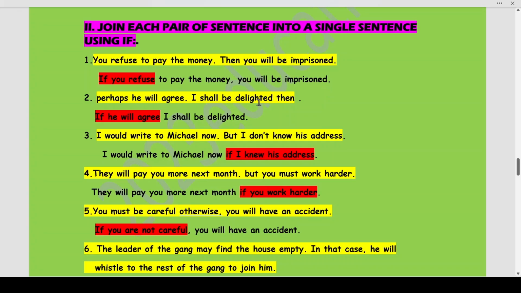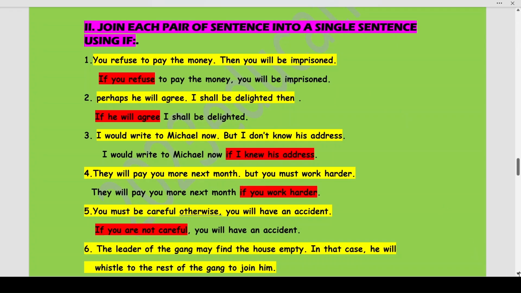Perhaps he will agree, I shall be delighted then. If he will agree, I shall be delighted. Now, based on this, if he will agree, I shall be delighted. Based on if you refuse to pay the money, you will be imprisoned. So, depending on a certain condition, the second part of the sentence is happening. So, this is how you will approach part 2 also.